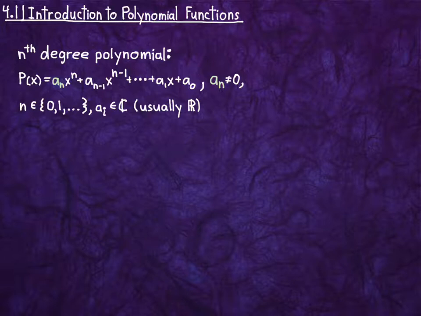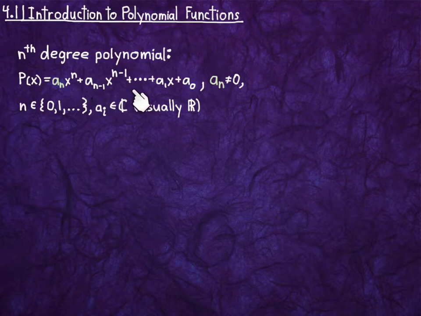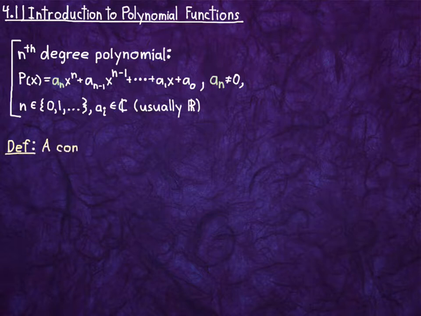One thing that's a little different here than what you might be accustomed to is that we're allowing the coefficients to be complex numbers rather than just real numbers. And of course, this kind of depends on context. Sometimes we're assuming that the coefficients are real numbers. Sometimes we're allowing complex numbers. But in general, we allow complex numbers.